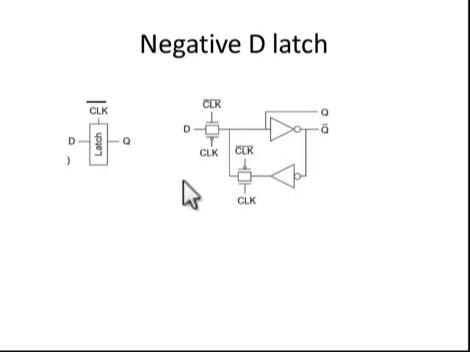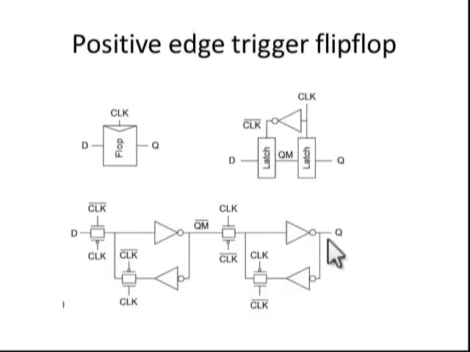So this is the difference between the positive D latch and negative D latch. The positive D latch accepts the data for the whole half cycle when clock equal to 1. The negative D latch accepts the data for the whole half cycle when clock equal to 0. Okay. So once we know the positive D latch and negative D latch, we can easily build the positive edge trigger D flip-flop. Now we will see how to design positive edge trigger D flip-flop.